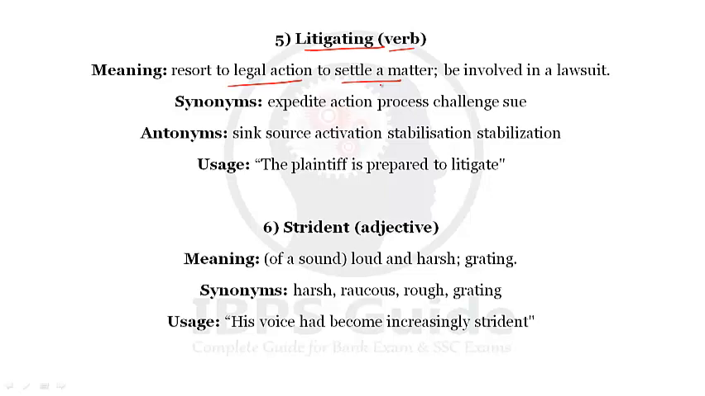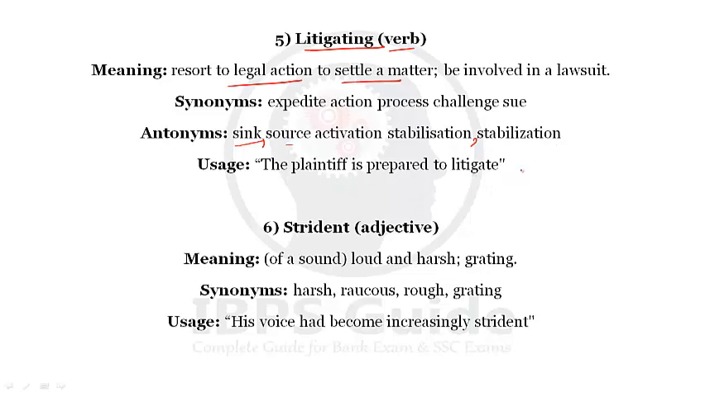Litigating means being involved in a lawsuit. We can also say suing another person, or being the other party in a suit. One engaged in the lawsuit is called litigating. The antonyms are sink, source, activation, stabilization. These are all antonyms of litigating.